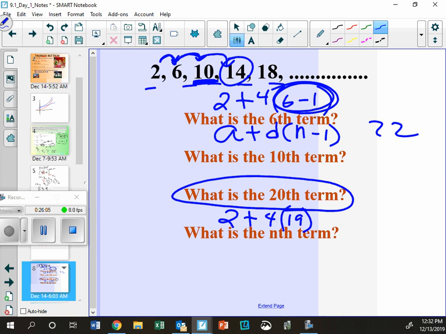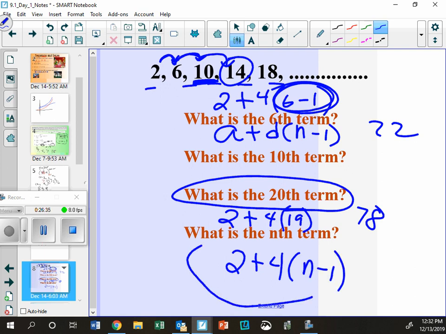All right, so let's see. 4 times 19, that's pretty much like 20 times 4, which would be 80, but then I could subtract off 4. So that'd be 76 plus 2 more, 78. Did you guys get 78 for that one? Okay, good. And then last but not least, the nth term. Ooh, that's kind of cool. I'd start with 2 plus 4 times n minus 1. Oh, that's the equation that I've been using.